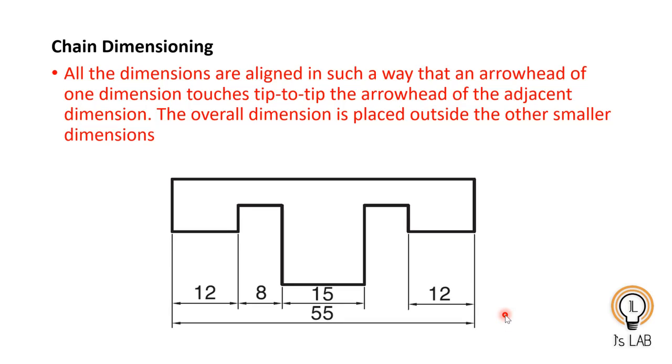Another type is chain dimensioning. This is another way of representing chain dimension. All dimensions are aligned in such a way that the arrowhead of one dimension touches tip to tip the arrowhead of the adjacent dimension. So you can see here 12, 8, 15, then 12. The overall dimension is placed outside the other smaller dimensions. So overall is 55. This is called chain dimension.